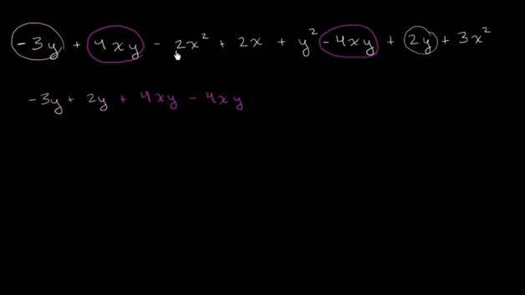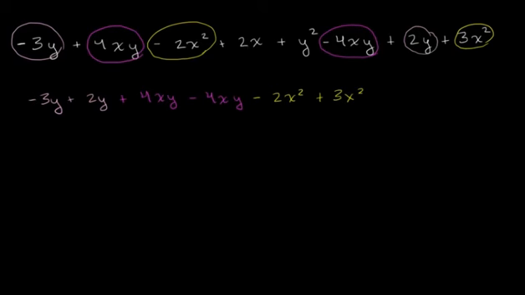Then let's go to the x squared terms. I have negative 2 times x squared, or minus 2x squared. So let's look at this. So I have minus 2x squared. Do I have any other x squareds? Yes, I do. I have this 3x squared right over there. So plus 3x squared.